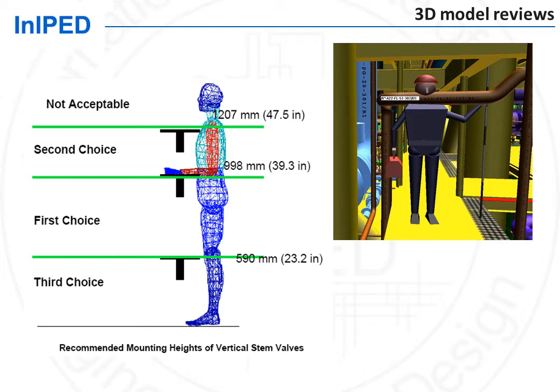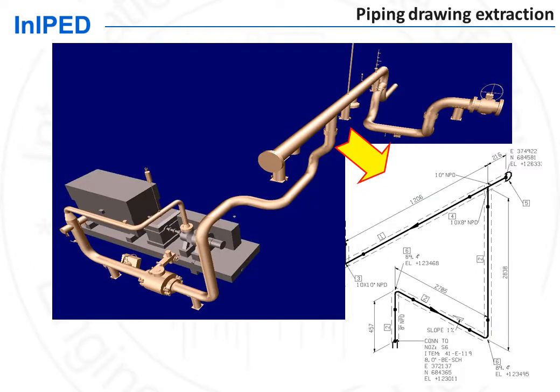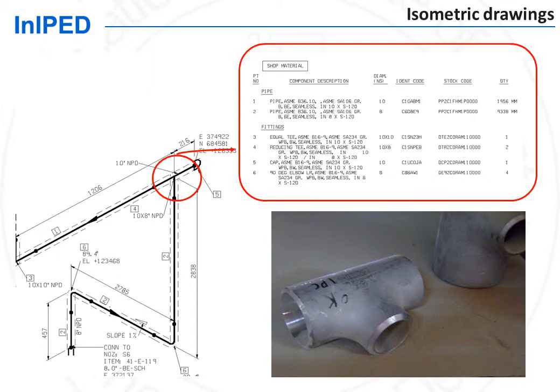These drawings are the piping isometric drawings. They are extracted from the 3D model. They show the line geometry as well as a list of all piping materials required to fabricate and erect the line.